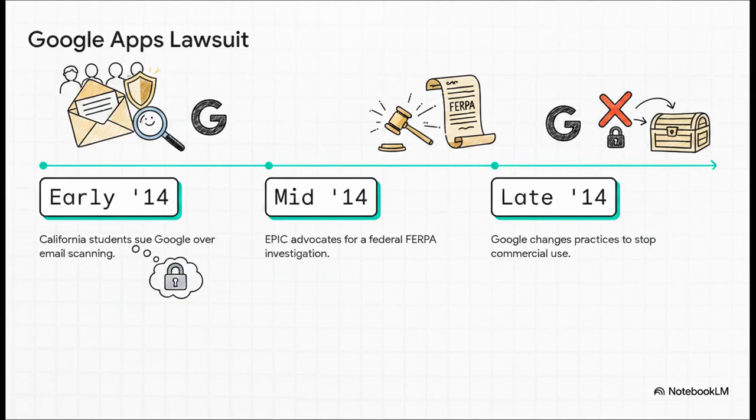Just look at the year 2014. A massive lawsuit against Google forced a huge industry shift. California students who are using apps for education sued, accusing Google of scanning millions of student emails. The Electronic Privacy Information Center stepped in and advocated for a Department of Education FERPA investigation. And wouldn't you know it, soon after, Google changed its business practices to make sure student emails couldn't be used for commercial purposes.